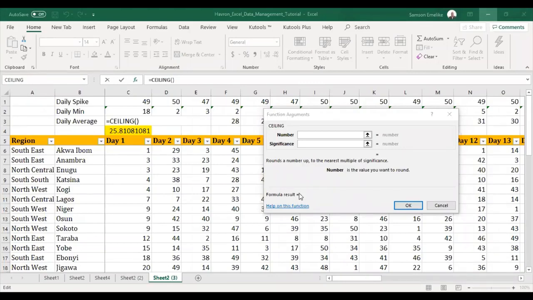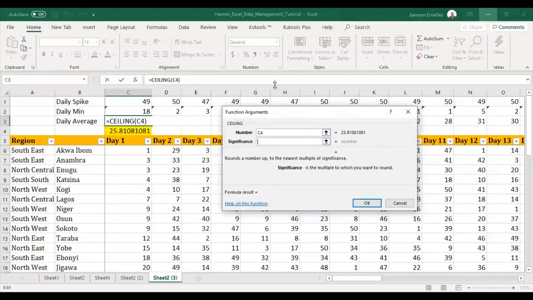Okay, so for us to derive more help, we can look at this, the ceiling. So here, what we are looking for now is this. So the figure, they say the significance now is the multiple to which you want to round. Please, can you people confirm if you are seeing this function argument, this pop-up? Hello?